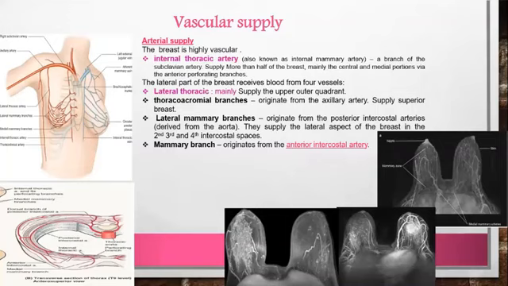Regarding the vascular supply, the two major vessels of the breast are the internal mammary branches and the lateral thoracic from the axillary artery. But there are other branches supplying the breast: the thoracoacromial of the axillary, the lateral mammary branch, and the mammary branches of the intercostal arteries. See, all these are supplying the breast.